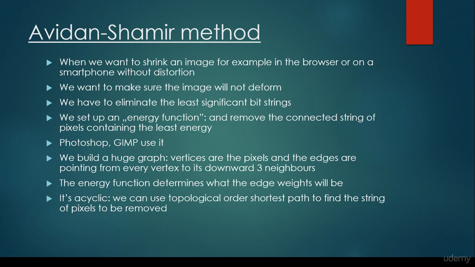Okay. One of my personal favorites is the so-called Avidan-Shamir method. When we want to shrink an image, for example in the browser or on a smartphone, without distortion, and we want to make sure the image will not deform, then we have to eliminate the least significant pixel strings. And basically in these cases, shortest path algorithms can be very useful, although it is not that intuitive.